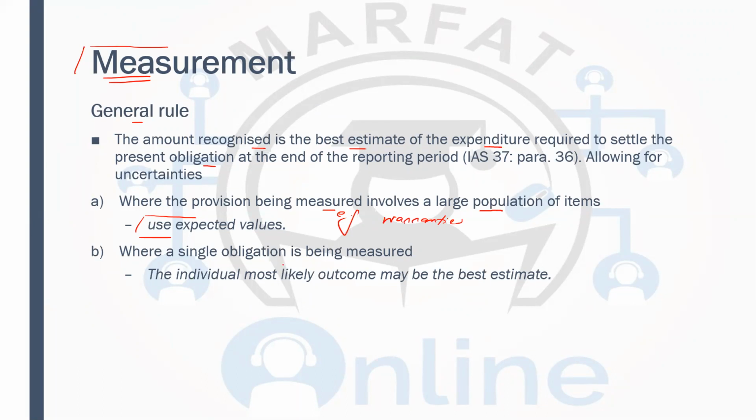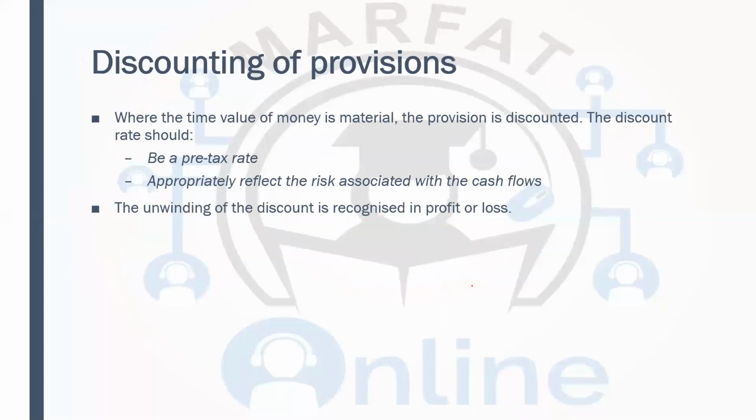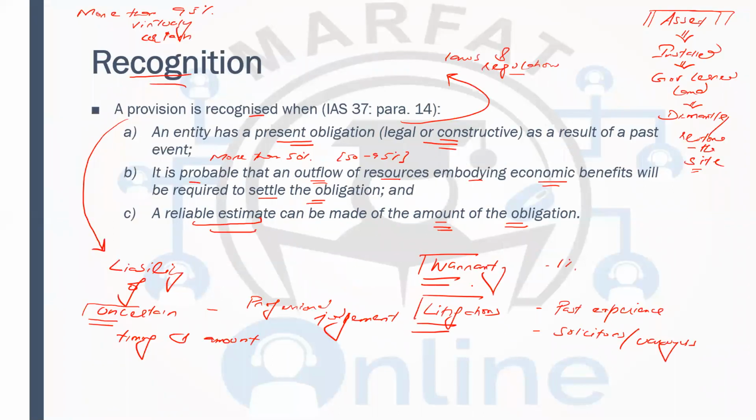Where a single obligation is measured, single obligation means, for example, litigation, the individual most likely outcome may be the best estimate. Now you're talking about the particular case, asking the lawyer what do you think regarding this case? You're not talking about a series of cases. How much is the estimate that you will be paying in terms of damages? This is the measurement.